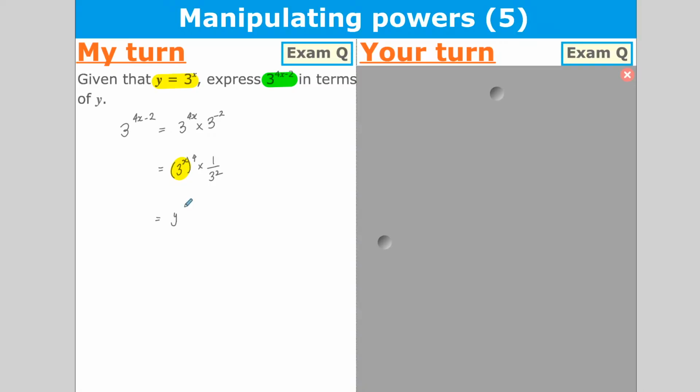So this is y to the power of 4 multiplied by 1 over 3 squared, which is 1 over 9. Oh, not 1 over q, multiplied by 1 over 9. Oh yeah, I've done it twice. I can't help myself from writing a q. Maybe it's all the q's we wrote earlier today. That should be 1 over 9.